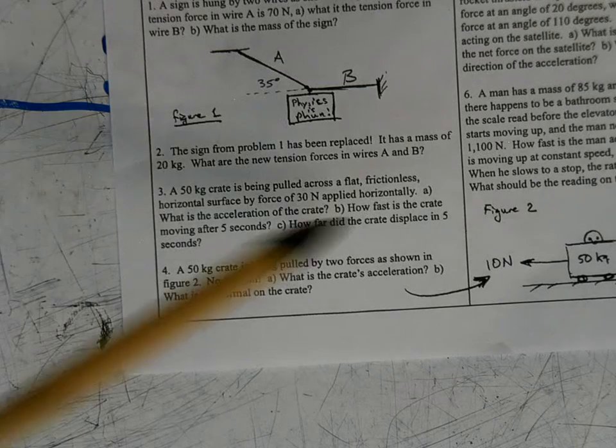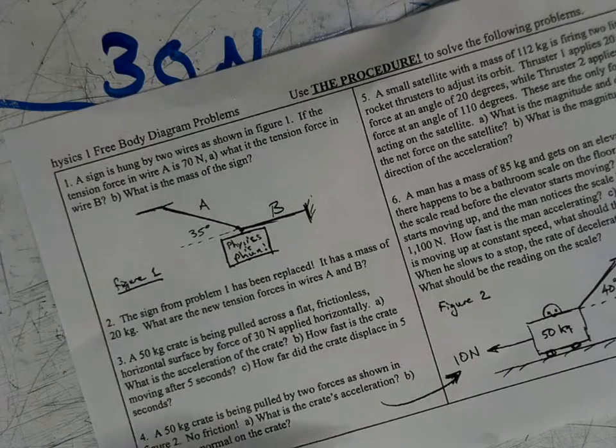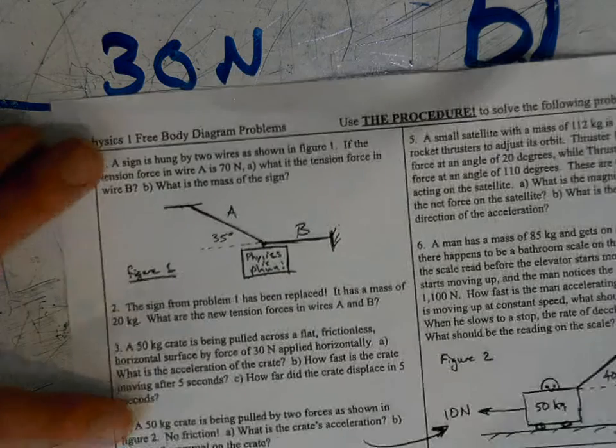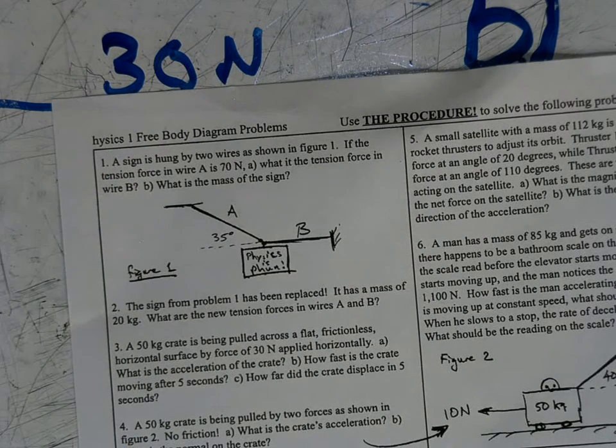All right, let's do problem number 3 of this worksheet here. The problem says a 50 kilogram crate is pulled across a flat, frictionless horizontal surface by a force of 30 newtons applied horizontally. A, what is the acceleration of the crate? B, how fast is the crate moving after 5 seconds? And C, how far did the crate displace in 5 seconds?